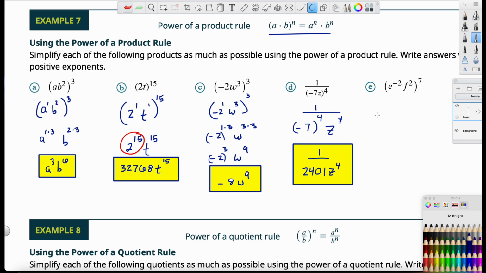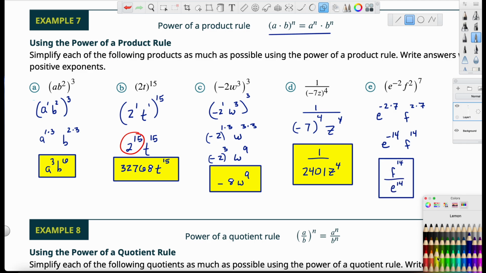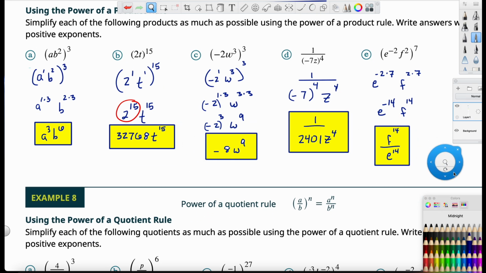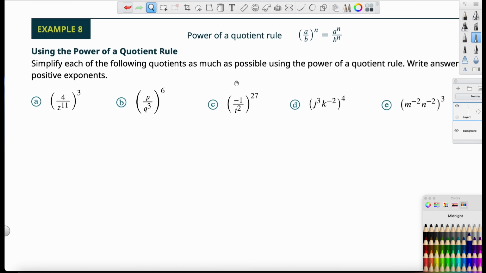And then we got the last one here. Okay, in part E, we're going to distribute the 7 into both these powers, and then we're going to make the exponents positive, as we see, using the power of a quotient rule.